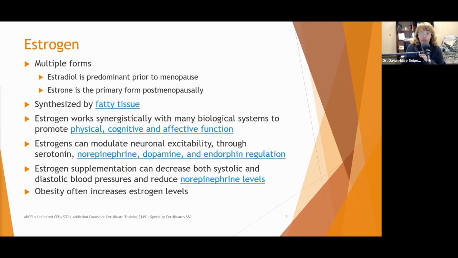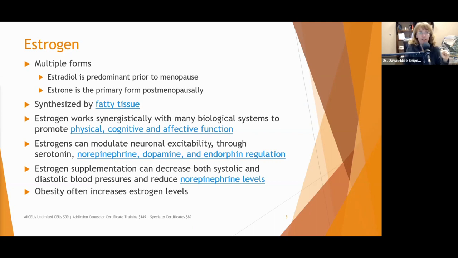Estrogens can modulate neuronal excitability through modifying serotonin, norepinephrine, dopamine, and endorphins. Wow. So those are our big five. And actually, it also modifies acetylcholine. I just didn't have that one in here. Our main neurotransmitters are all impacted by estrogen levels.